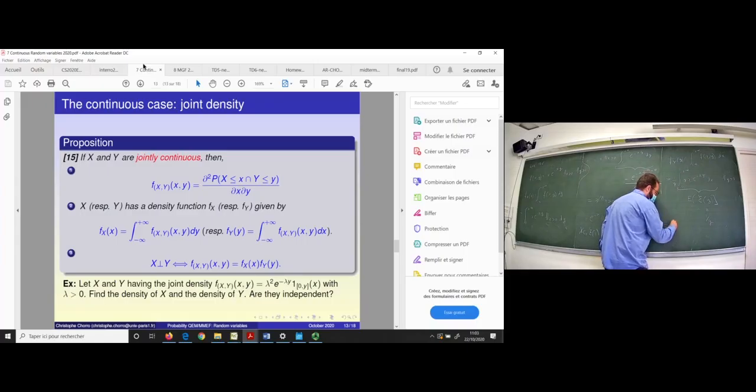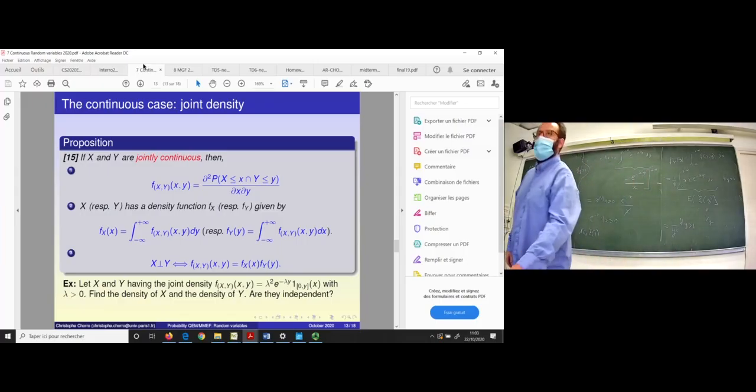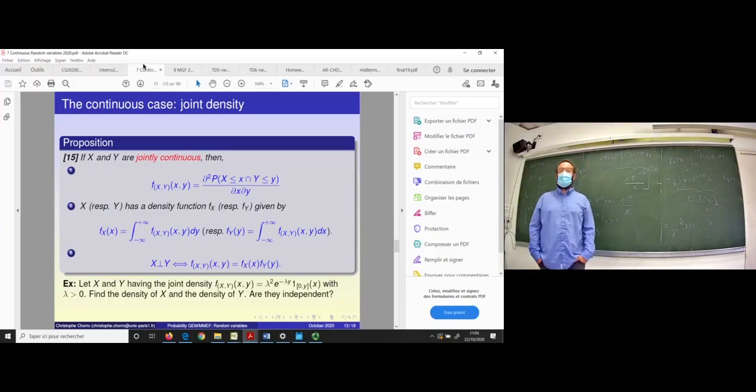I obtain just 1 over y squared times the indicator function of y strictly greater than 1. This is my density function for y. Okay? And here, a priori, it's not a known distribution. It's something that I have already seen, but whatever. It's not an exponential, it's not a Gaussian, it's not a uniform, it's not a gamma. It's this one.